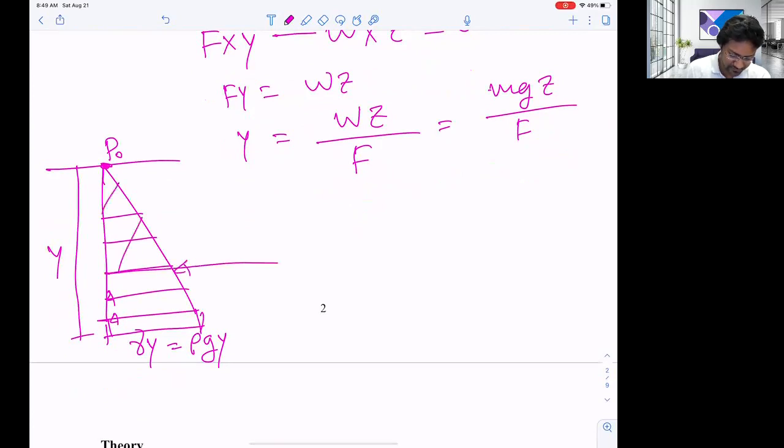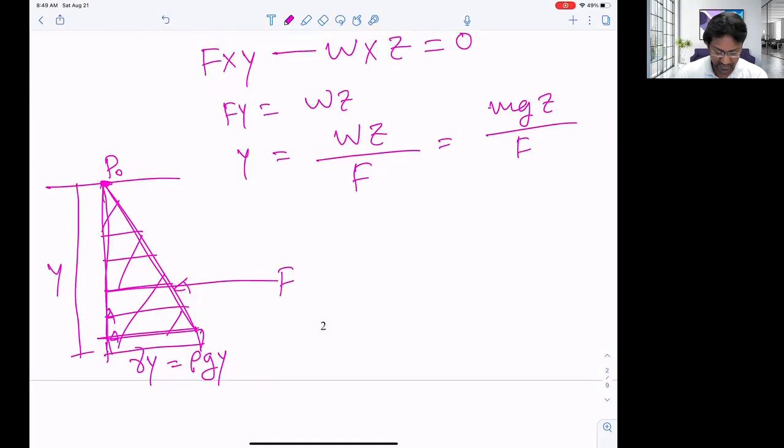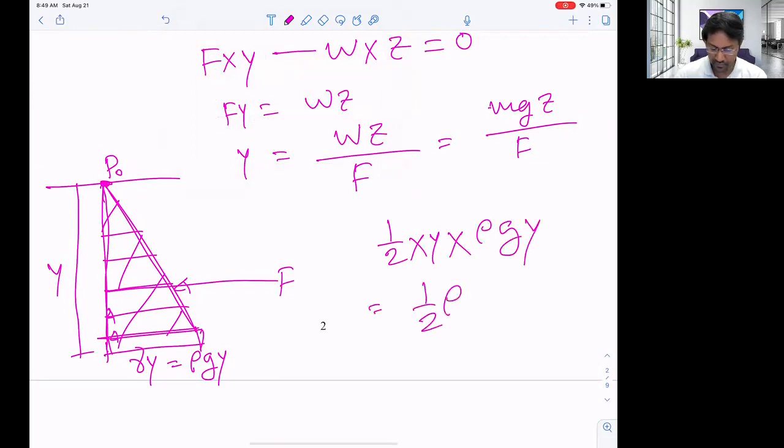And then the total force for this section will be the area of this triangle. This area of this triangle will be the total force, right? So how can we calculate that one? We know that the area will be half of Y into rho G Y. So it is half rho G Y square.